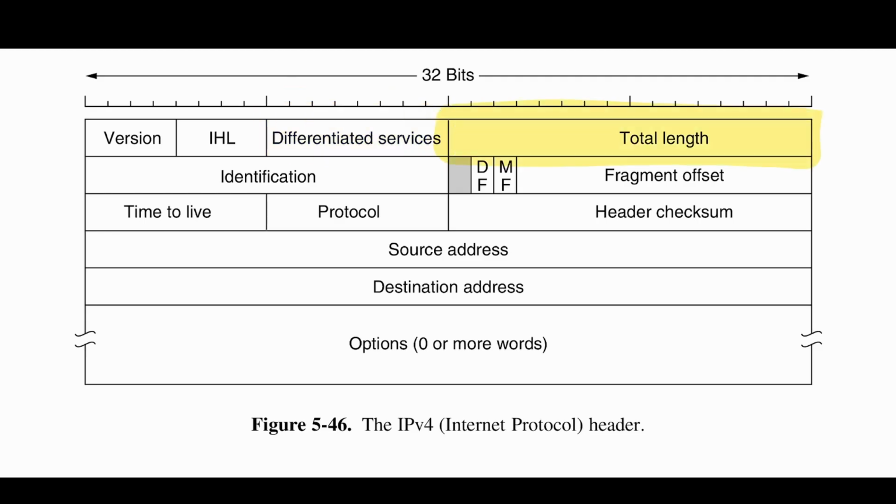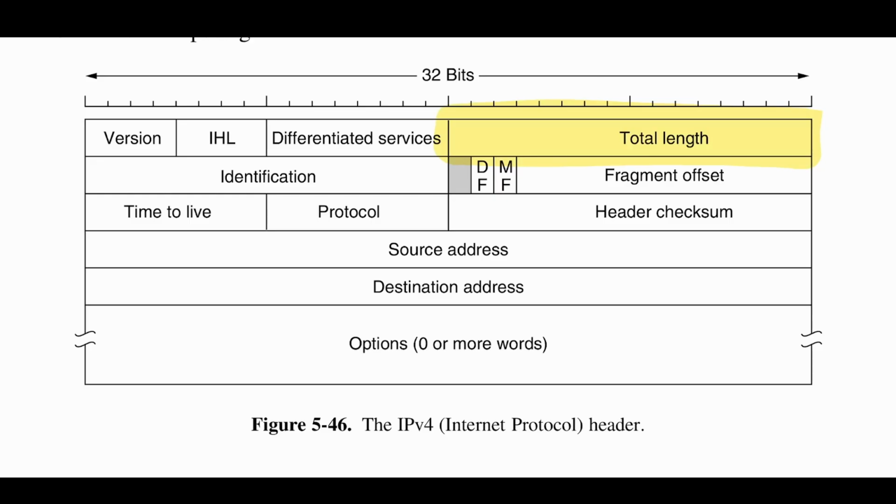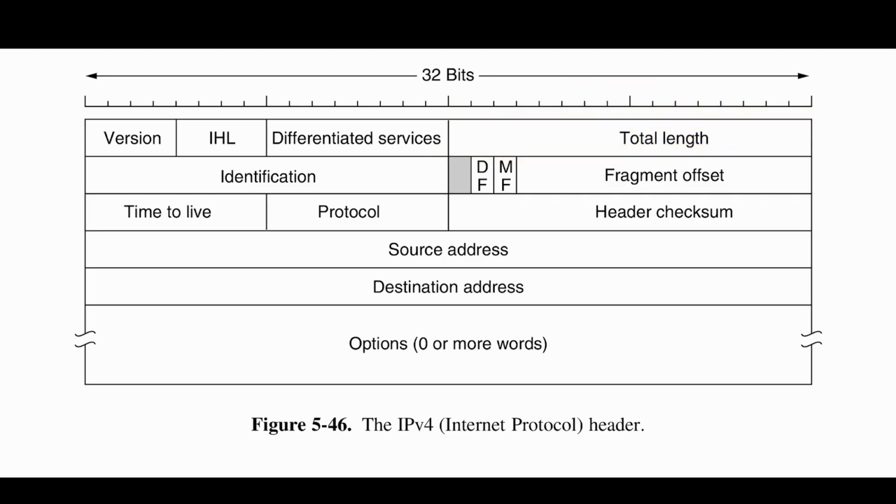Finally, for this row, total length tells us the size of the entire datagram, header plus data. The maximum size is 65,535 bytes, which is 2 power 16 minus 1. How did we reach that? The total length part is 16 bits, so the first value is all zeros, and the last one will be 2 power 16 minus 1, which is 65,535 bytes.